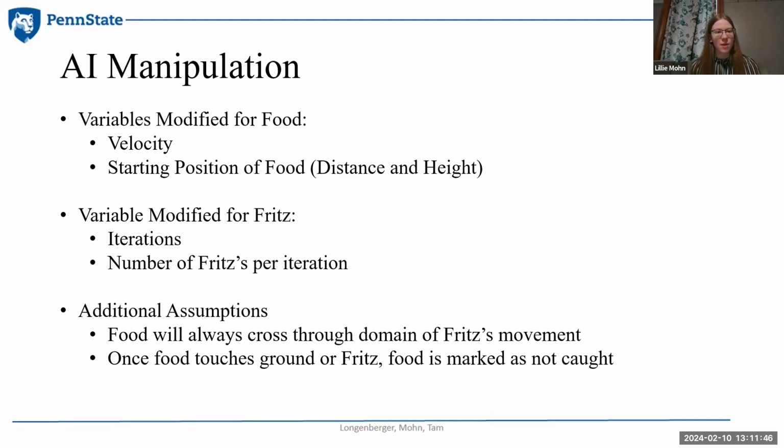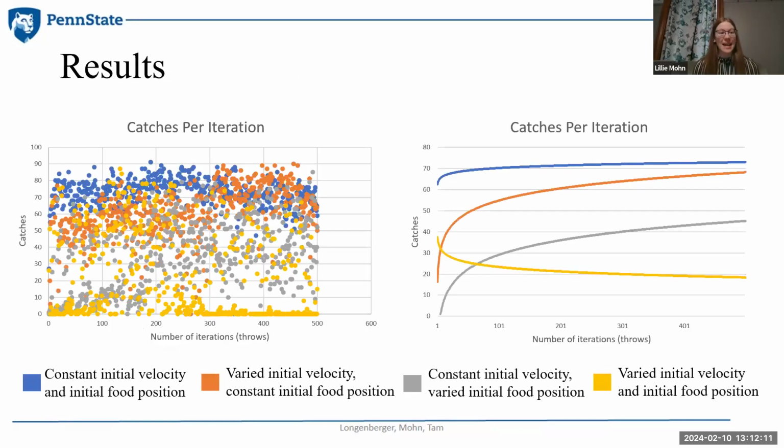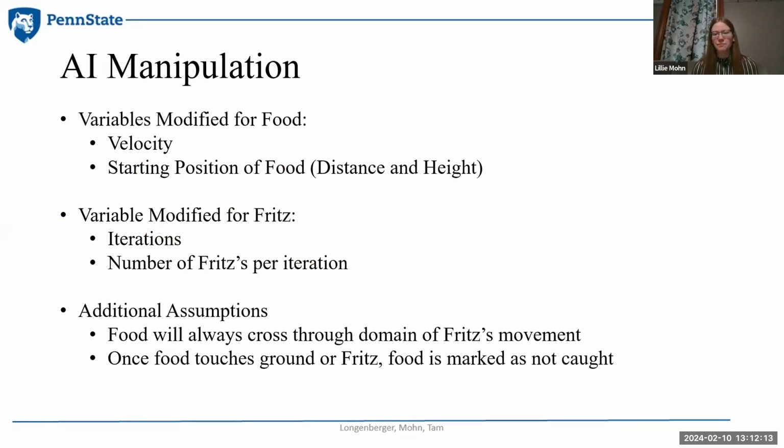So after we had our basic model, we started modifying the variables. For the food, we varied the velocity and the starting position, so that you're not doing the same exact throw every single time. The dog has to adapt to that variability. For the dog, we changed how many iterations they were given to learn and how many dogs existed in one iteration. That basically just lets us test how our model is actually working.